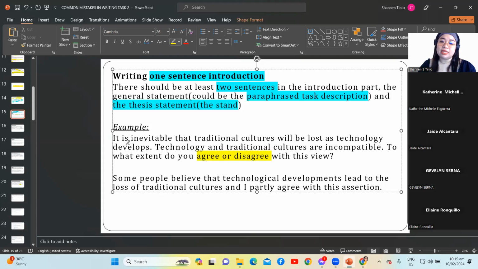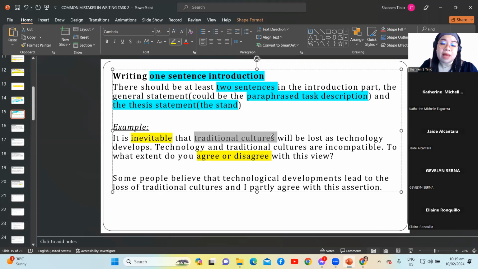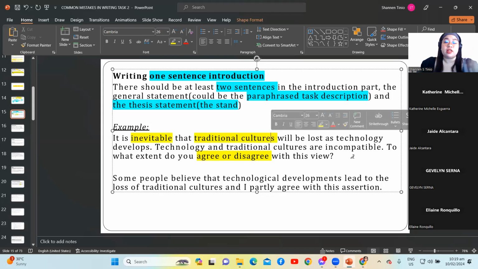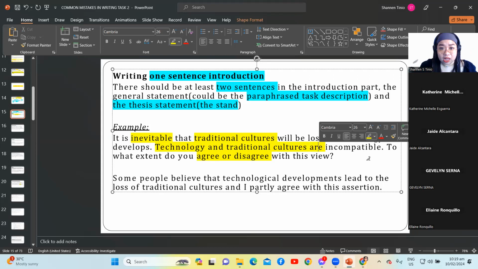Sabi dito sa example, it is inevitable that traditional cultures will be lost as technology develops. Hindi raw maiiwasan ng mga tradisyonal na kultura ay maaring mawala because of technological development. So, it says here, ang technology at ang traditional cultures incompatible, meaning hindi sila compatible, hindi sila swak. Okay? They don't go hand in hand with each other. They contrast or oppose each other. So, nag-a-agree ka ba? The task is asking you, to what extent do you agree?